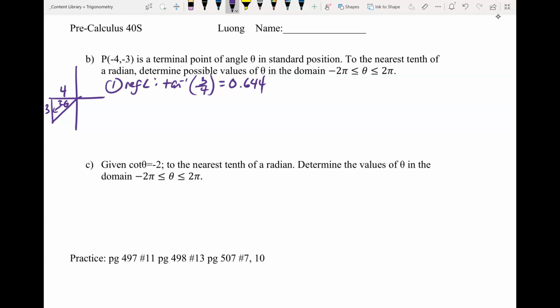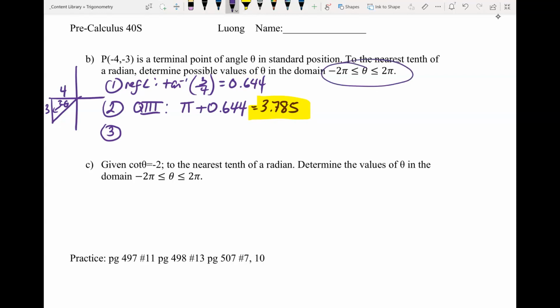The next thing we're going to do then is find the angle that's actually in quadrant 3, because that is where our point belongs. So to find the angle in quadrant 3, we're going to take pi and add the reference angle to it. So that is 3.785. Okay. And then that's one answer, but we also can find one more because of our domain. We're looking for a negative angle as well that will fit in between -2 pi to 0.